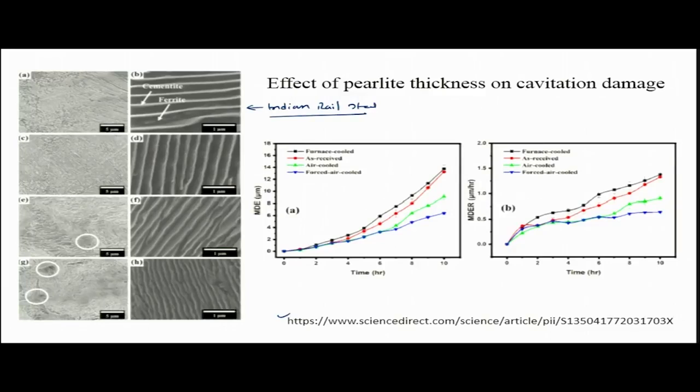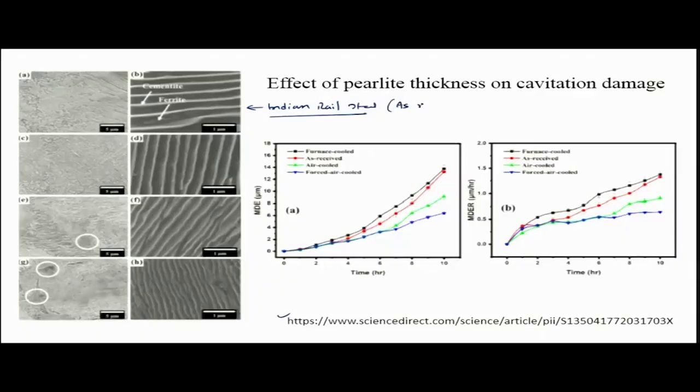And then in one case we have forced air cool, that means after taking the sample out, we have kept it in front of a moving fan. So, that time it is basically forced air cool. So, we have different degrees of fineness of structures, but in all the cases mostly pearlitic.